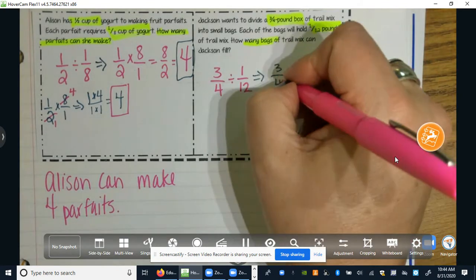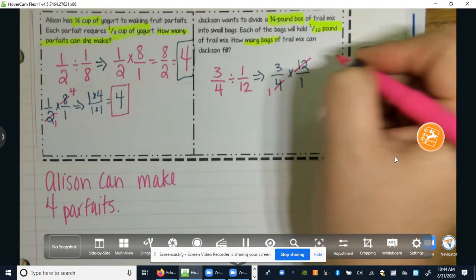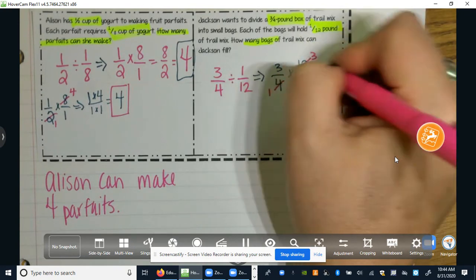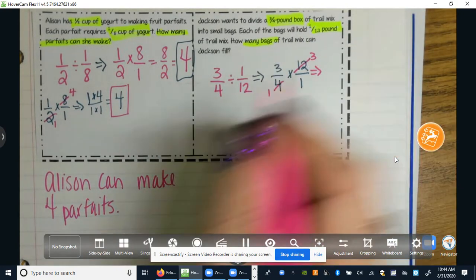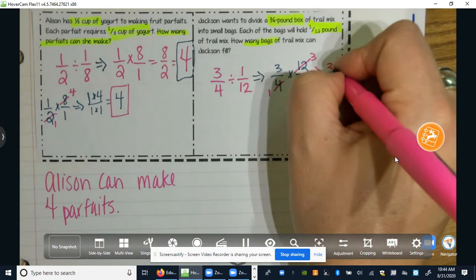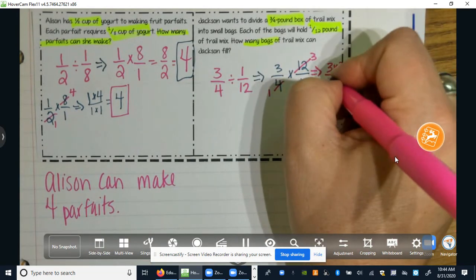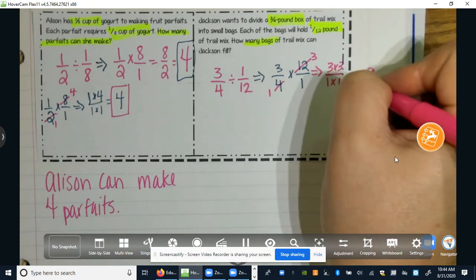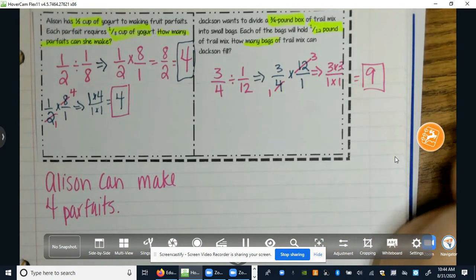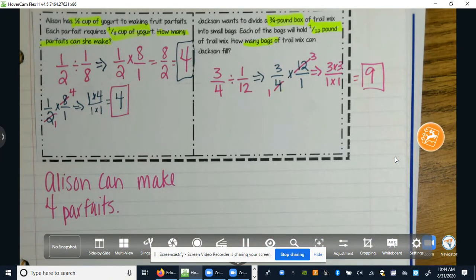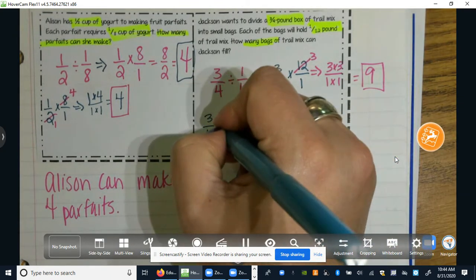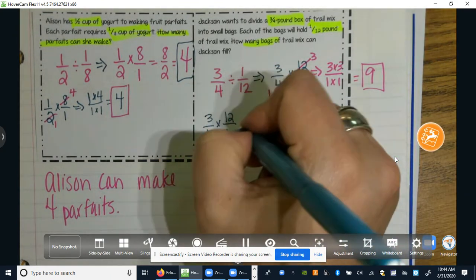So 4 can go into 4 1 time, and 4 can go into 12 3 times. So then I'm left with 3 times 3 over 1 times 1. And 3 times 3 gives me 9 over 1. So I would have 9 baggies of trail mix.